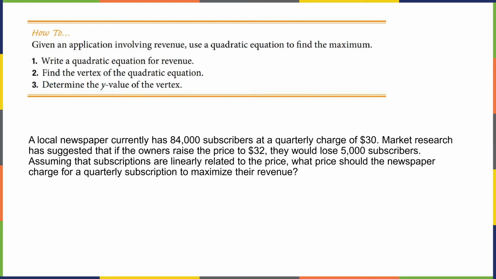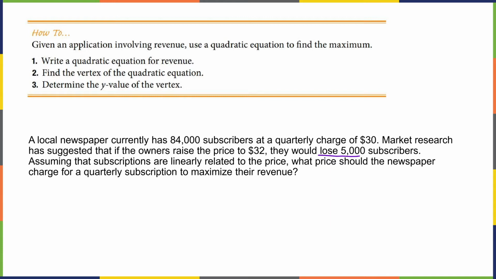So a local newspaper currently has 84,000 subscribers at a quarterly charge of $30. Market research has suggested that if the owners raise the price to $32, they would lose 5,000 subscribers. Assuming that the subscriptions are linearly related to the price, what price should the newspaper charge for a quarterly subscription to maximize their revenue? Now, if you got stuck writing a revenue equation here, don't feel too bad. It can be a little tricky.